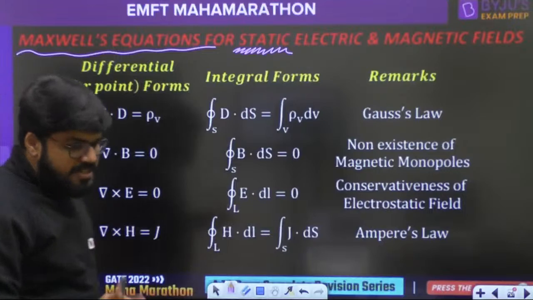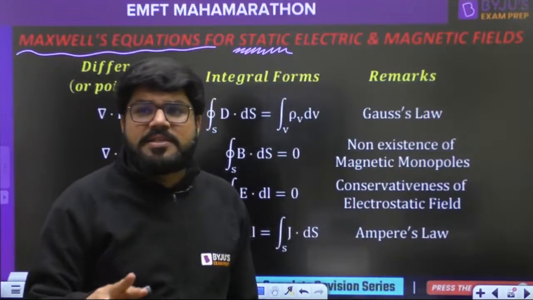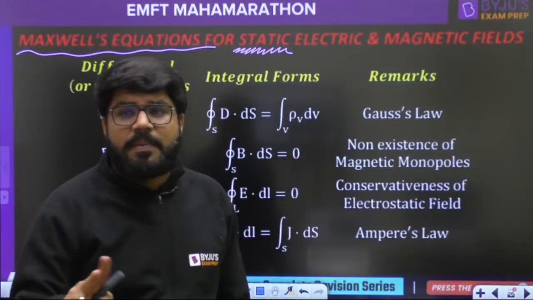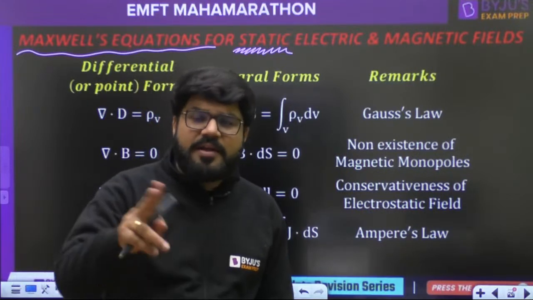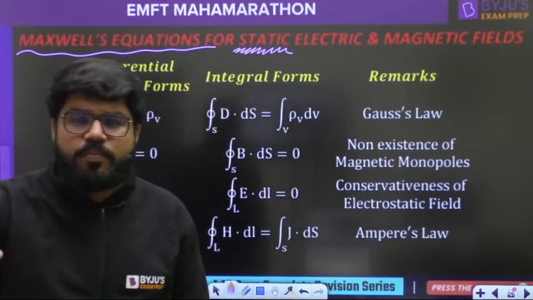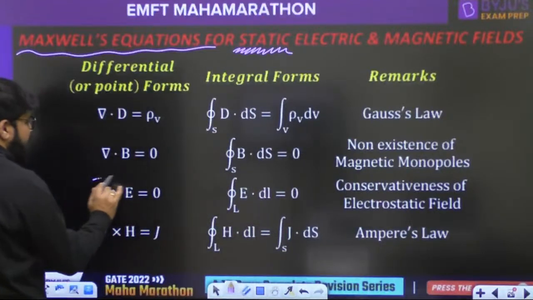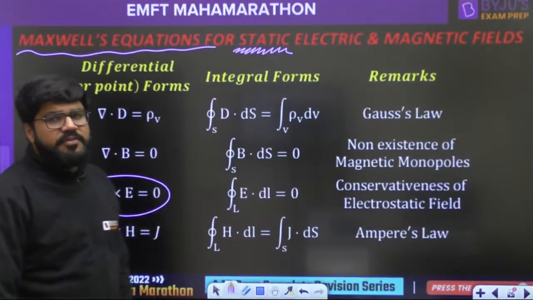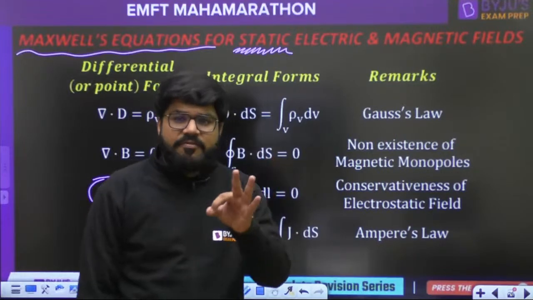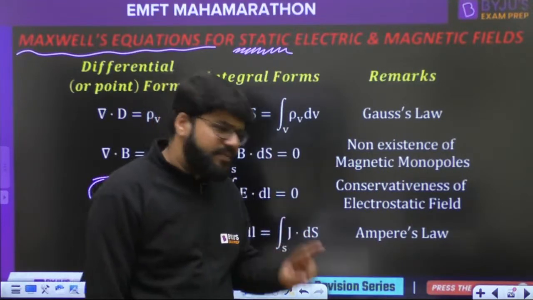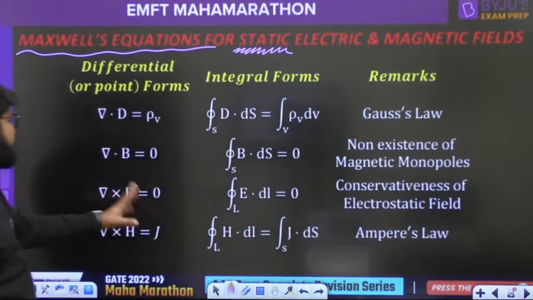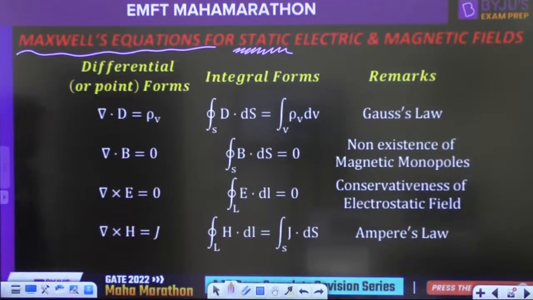Next, the potential difference between two points is independent of the path between them. The work done in moving a particle from point A to point B is independent of the path, and that led to the next Maxwell equation, that the electric field is conservative in nature. This is for static fields; for time varying fields it will not be conservative. For static, del cross E is equal to 0.